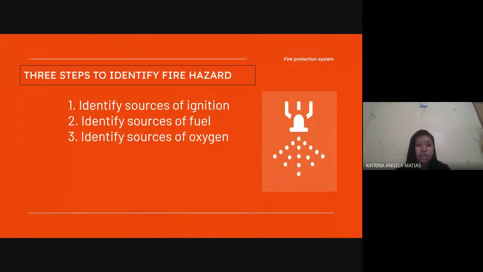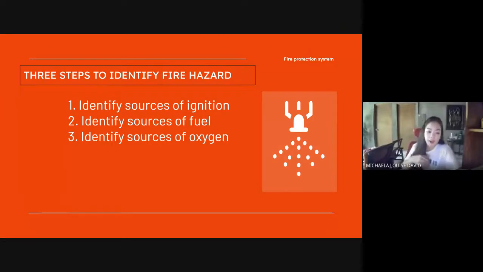Now let's proceed with the 3 steps of identifying fire hazards. Thank you, Ms. Matias. As Ms. Matias mentioned, there are 3 steps to recognize fire hazards. The first step is to recognize the source of ignition.